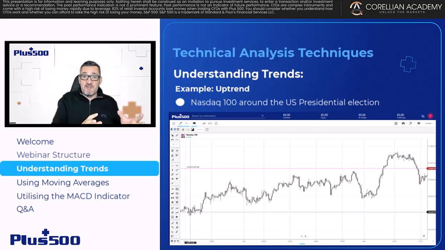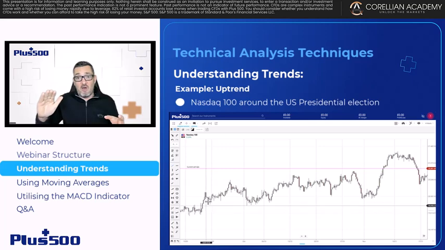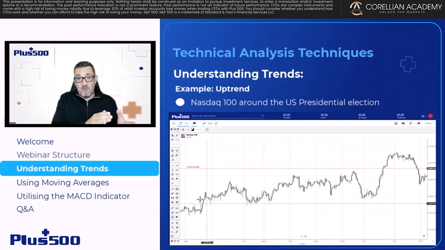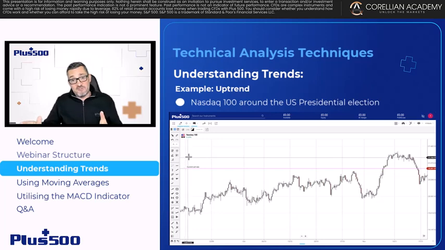From September the 17th, it's possible to see a pattern of higher highs and higher lows developing. And you can use a trend line to connect those lows, which reflect the uptrend and provide possible support levels for the NASDAQ 100 on any potential sell-offs.